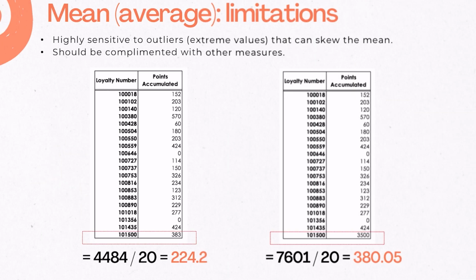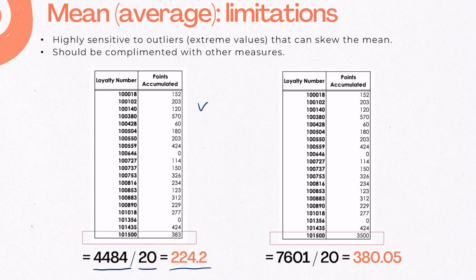However, not everything is that easy and simple with the mean. Even though means are most often used in data analysis, they have their own limitations. Means are highly sensitive to outliers or extreme values that can skew the mean. So let's look at the example. This is on the left, the dataset we have just looked at. We know that the sum is 4,484, number of observations 20, and the average number of points accumulated is 224.2.